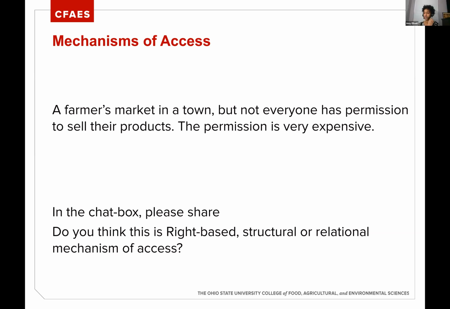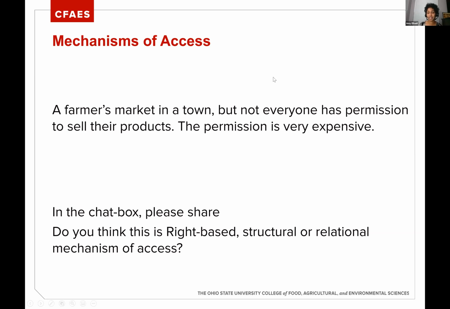Did I hear someone saying something and I missed that? I think I heard somebody say it too, Amy. All right, I see right-based. Right-based, okay. Any other ideas? If I give you a hint, aha, I see someone saying right-based and structural-based, yes. Structural too, exactly.